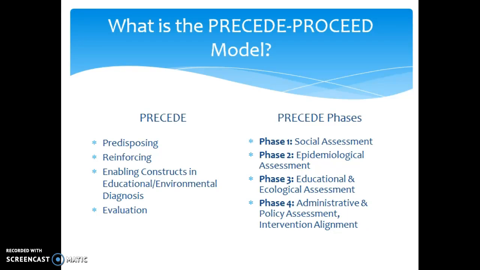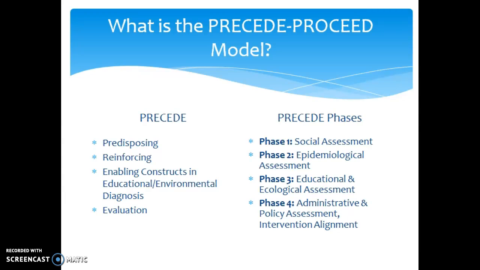Precede and Proceed are acronyms, with Precede standing for predisposing, reinforcing, enabling constructs in educational environmental diagnosis as well as evaluation. The Precede portion of this model has 4 phases, phase 1 to phase 4, with phase 1 being the social assessment. This is where we identify the ultimate desired result. Phase 2 is the epidemiological assessment. In this phase, we identify and set priorities for health and community issues. We also learn about how behaviors, lifestyles, and environmental deterrents can create barriers in achieving a particular result.